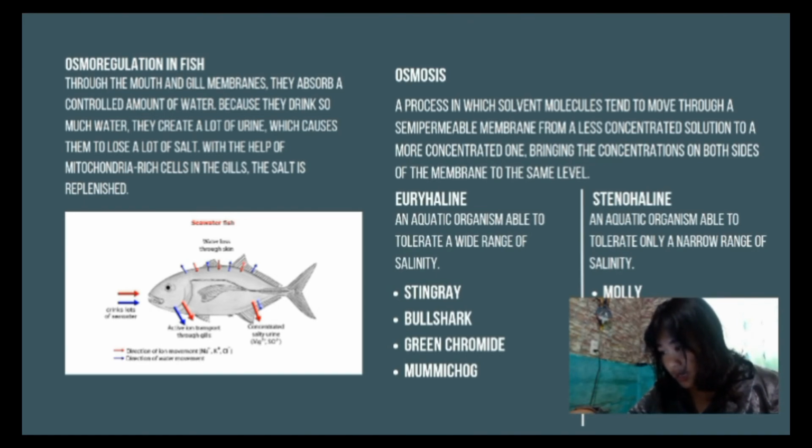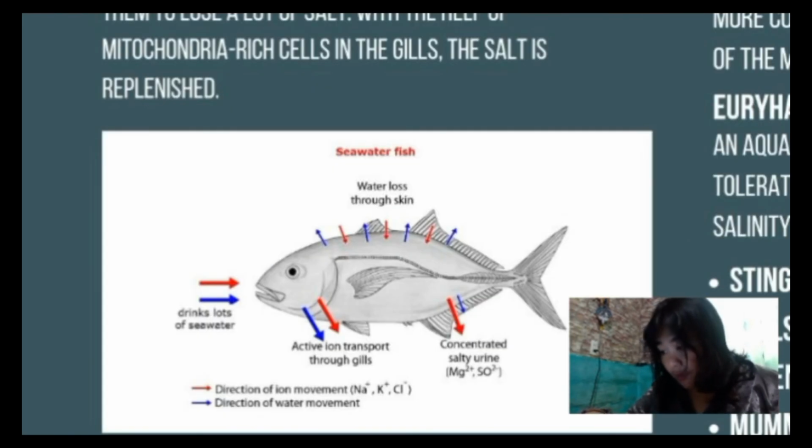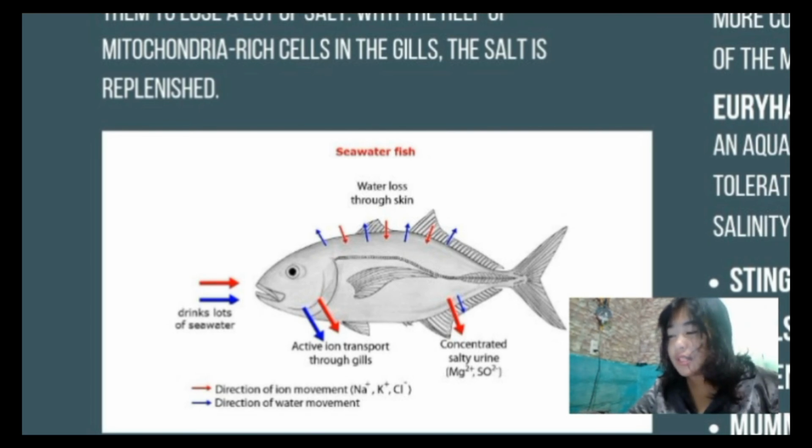As you can see here, this is a seawater fish. Seawater fish drink a lot of water. Active ion transport through gills concentrates salt. It can also be lost by concentrated urine, and it also loses salt or water through its skin.